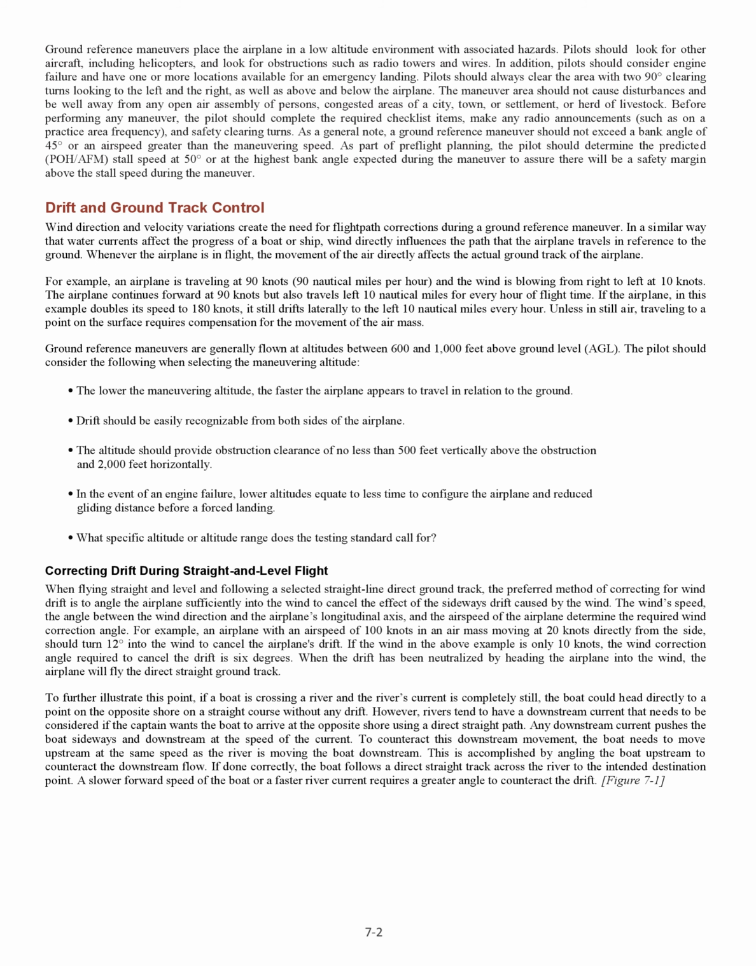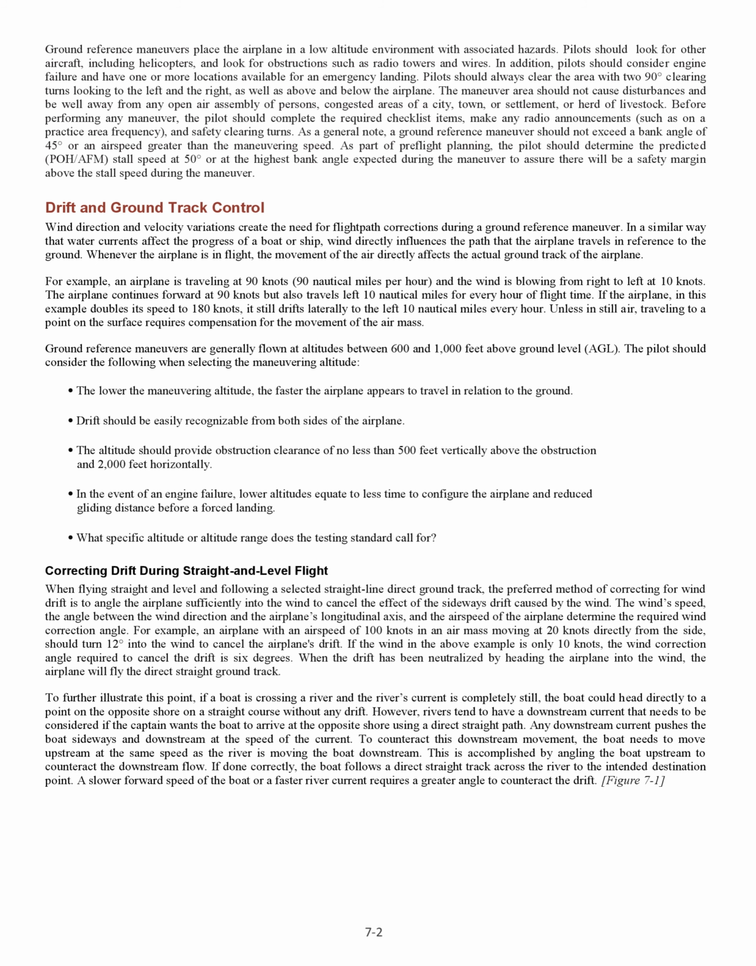To further illustrate this point, if a boat is crossing a river and the river's current is completely still, the boat could head directly to a point on the opposite shore on a straight course without any drift. However, rivers tend to have a downstream current that needs to be considered if the captain wants the boat to arrive at the opposite shore using a direct straight path.